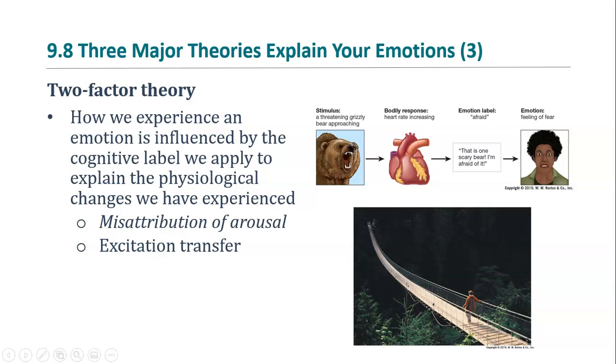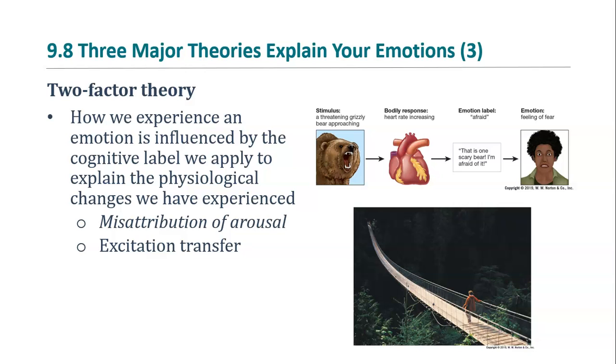A fairly complete theory is Schachter and Singer's two-factor theory. In this theory, the physiology comes first and the label that we put on it comes second. So we have an automatic, unconscious physiological response, and then we look around for, consciously, some stimulus that would explain that and label the emotion based on the stimulus that we see or perceive.